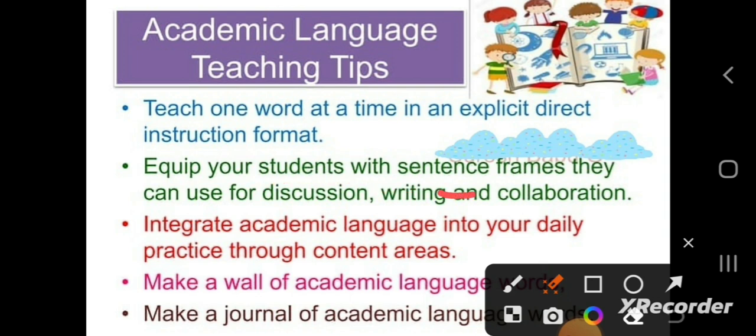Equip students with sentence frames they can use for discussion, writing, and collaboration. Provide students with structured sentence starters or templates to help them use academic language effectively. For instance, sentence frames like, in my opinion, because, or the author suggests, in order to, can support students in articulating their thoughts clearly during discussion or writing assignments.